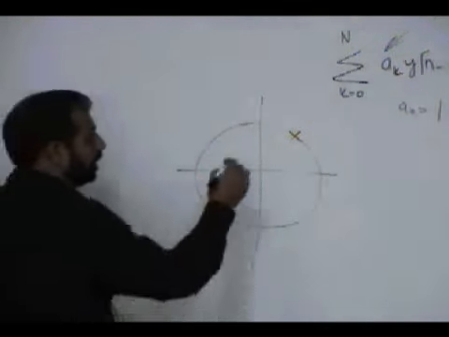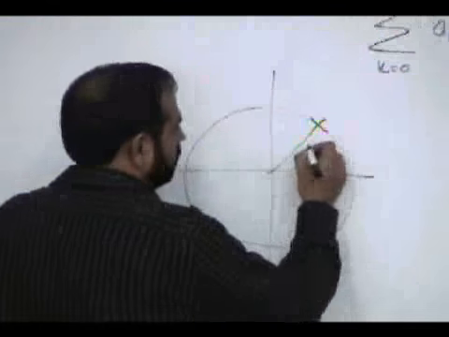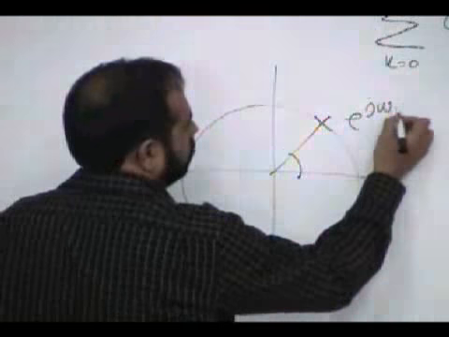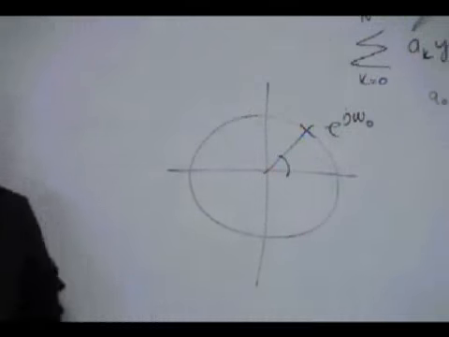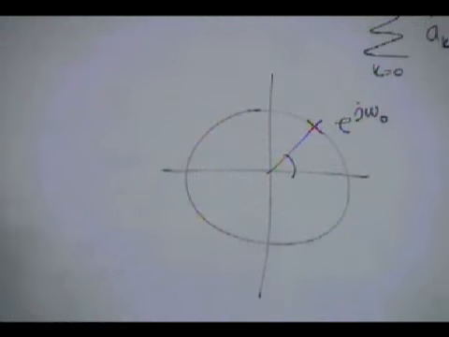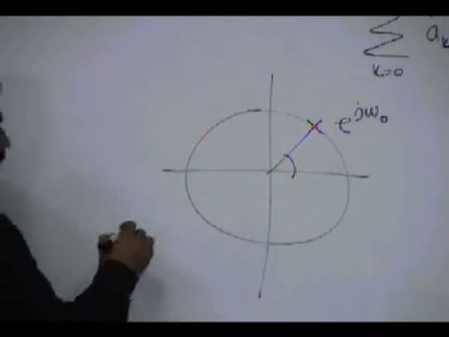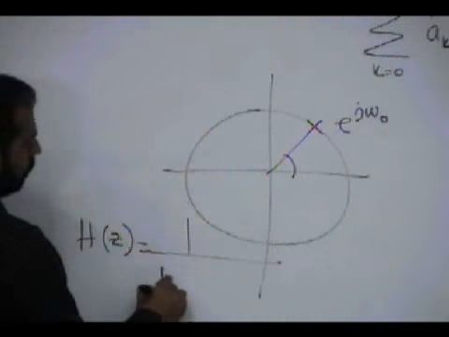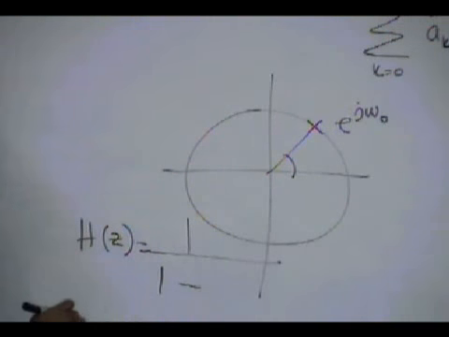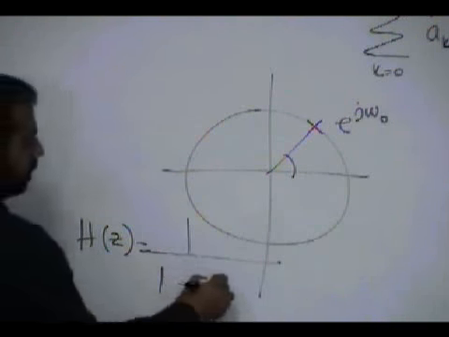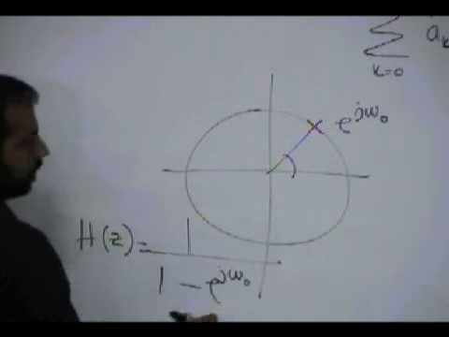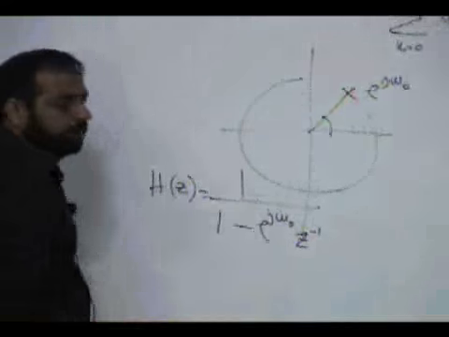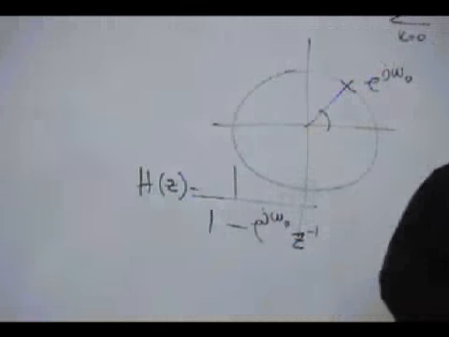If a pole is at, let's say, I call this exponential j omega naught. If there is a pole at exponential j omega naught, can you give me the H of z for this? 1 over 1 minus, anybody? Exponential j omega. This is the H of z.